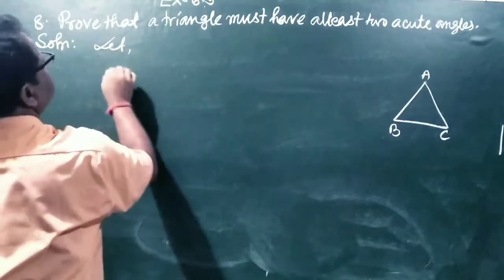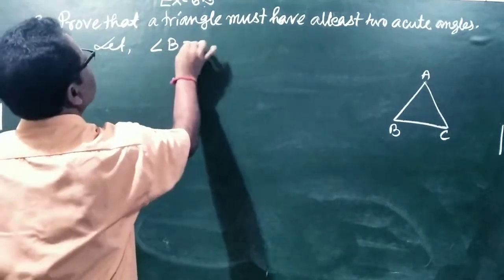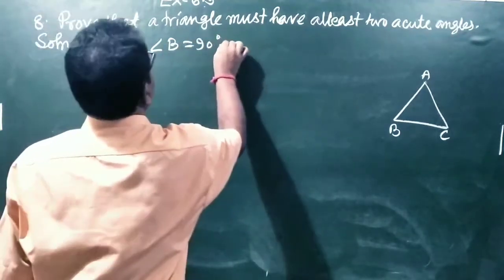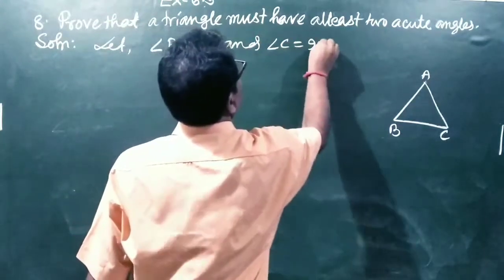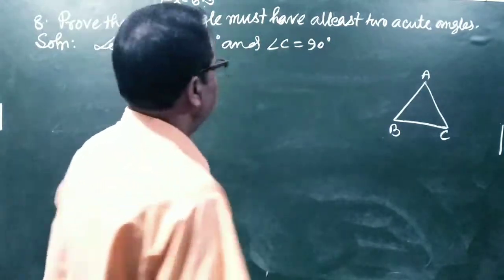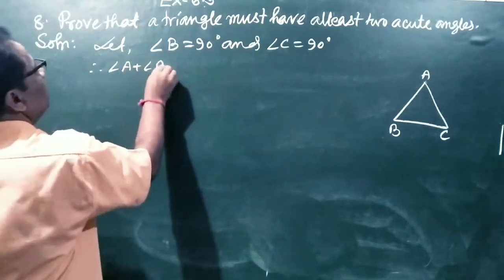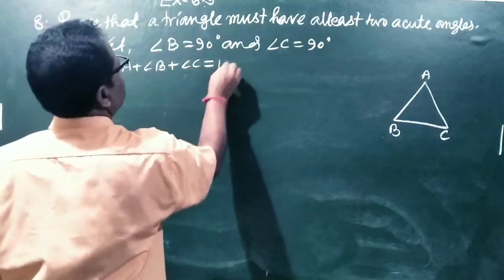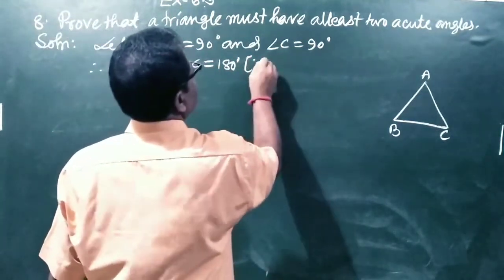Let angle B be 90 degrees and angle C also 90 degrees. Let us take 2 right angles. Therefore, angle A plus angle B plus angle C is 180 degrees, because we know the sum of the angles of a triangle is 180 degrees.